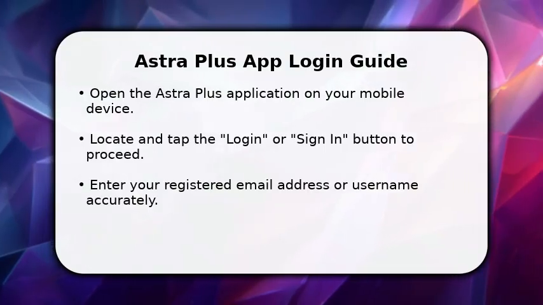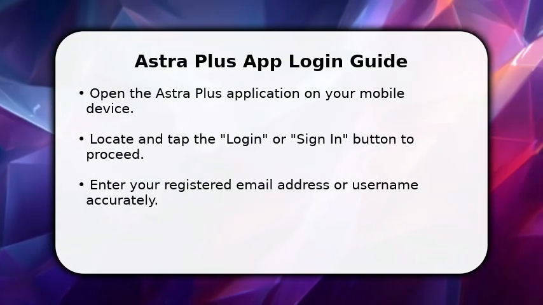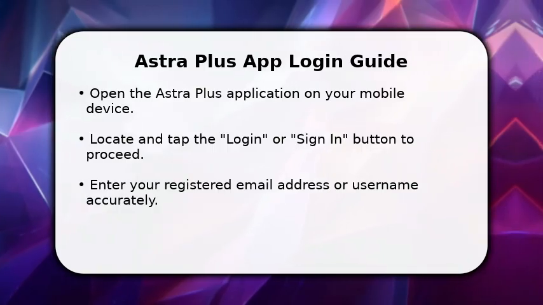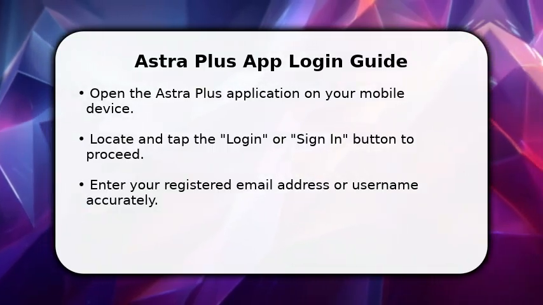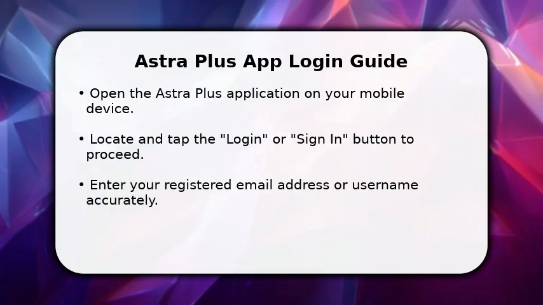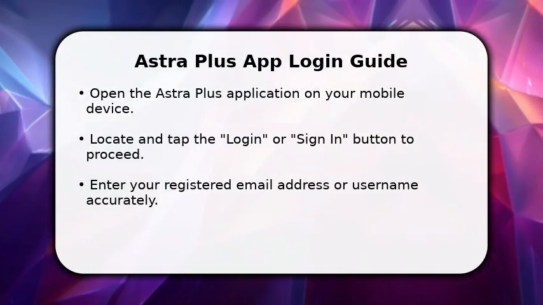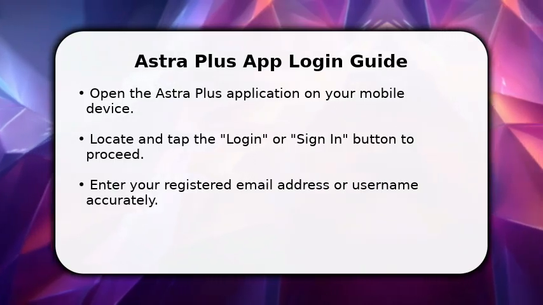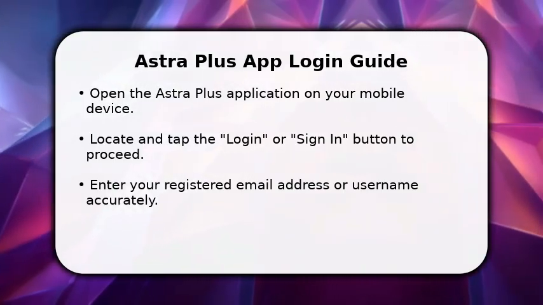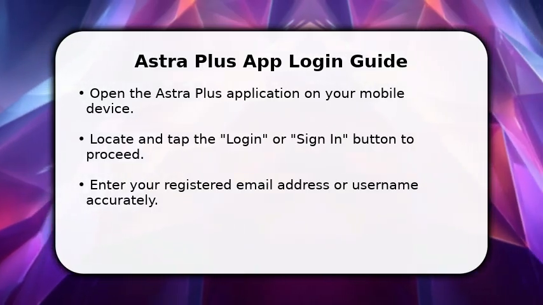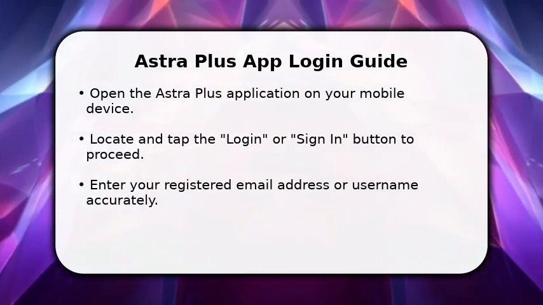In this video, I will explain how to log into the Astra Plus app. First, ensure you have the Astra Plus application installed on your smartphone or tablet. Once installed, simply open the app to begin. You will then see the main screen where you can find the login option. Tap on this and then carefully enter your registered email or username, followed by your unique password. It's a straightforward process, taking just a few moments.